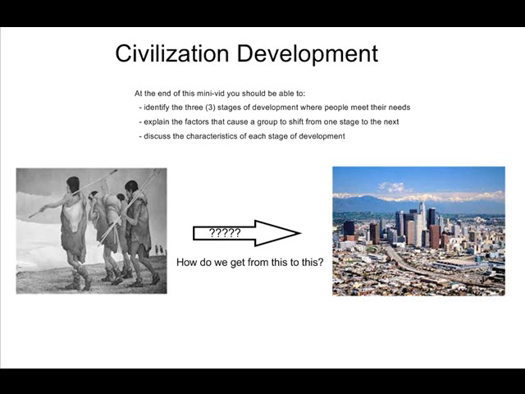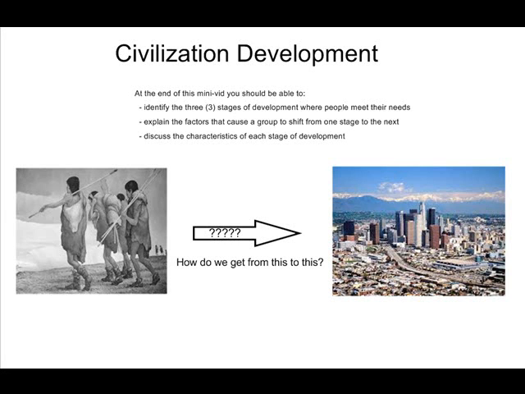You should be able to identify the three stages of civilization development where people meet their basic needs in different ways. Number two, you should be able to explain the factors that cause a group to shift from one stage to the next. And number three, you should discuss the characteristics of each stage of development. And I'm going to give you an opportunity at the end of this mini vid to do that for class tomorrow.